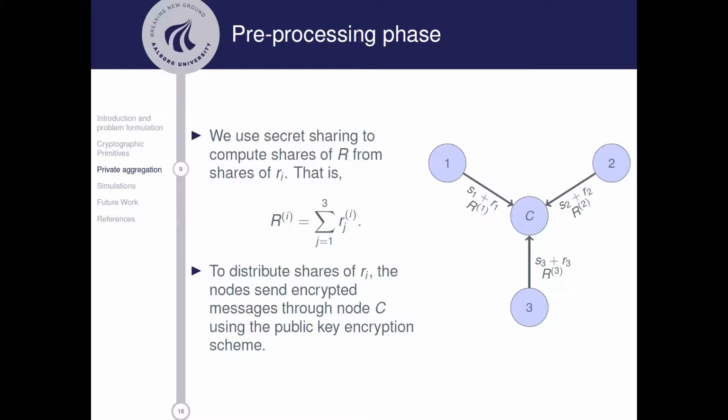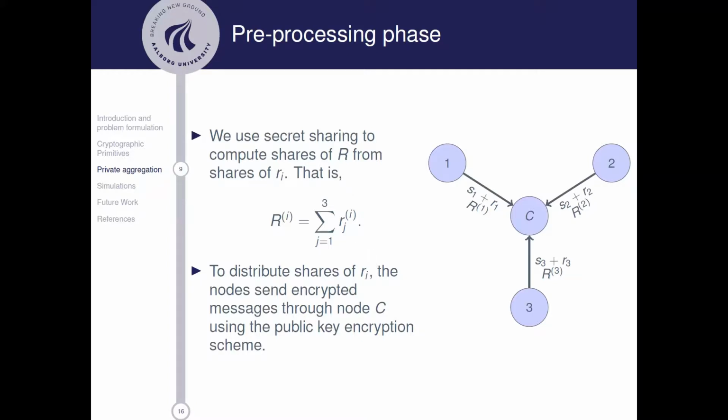However, since the neighbors cannot directly communicate, they encrypt the shares using the public key encryption scheme and then send them to node C, who can forward them. Each neighbor then generates their own share of the big R value by summing the received shares. And this equality here holds by the properties of the secret sharing scheme.